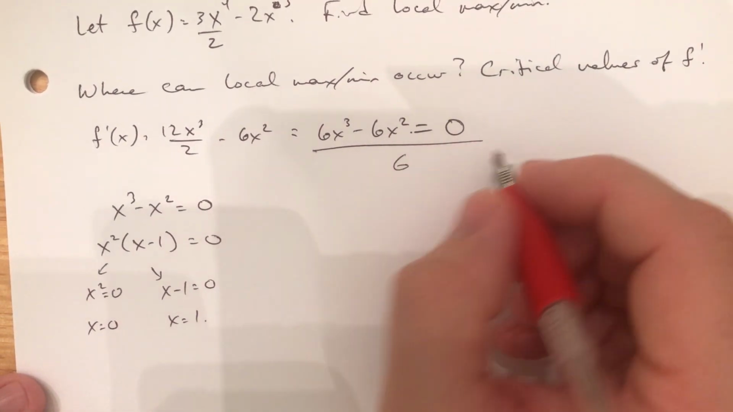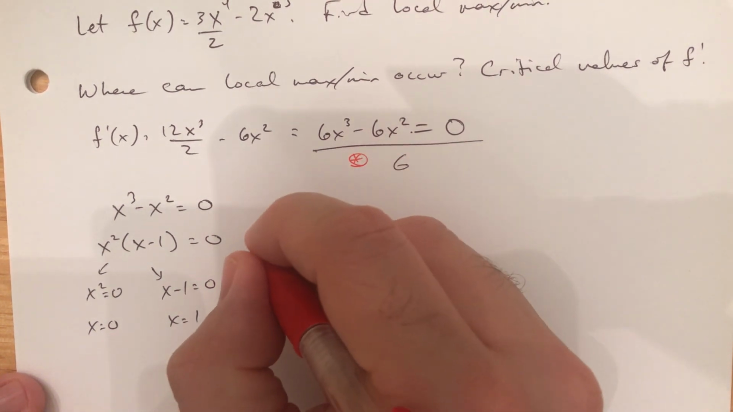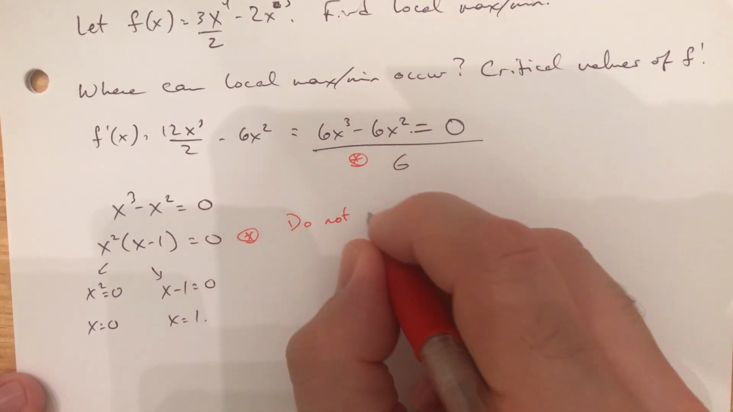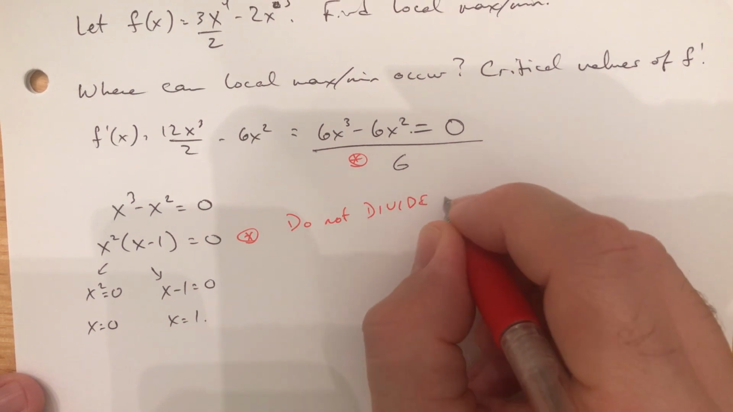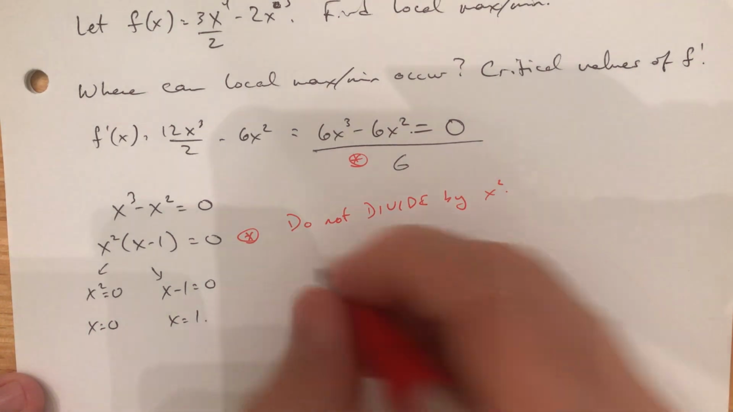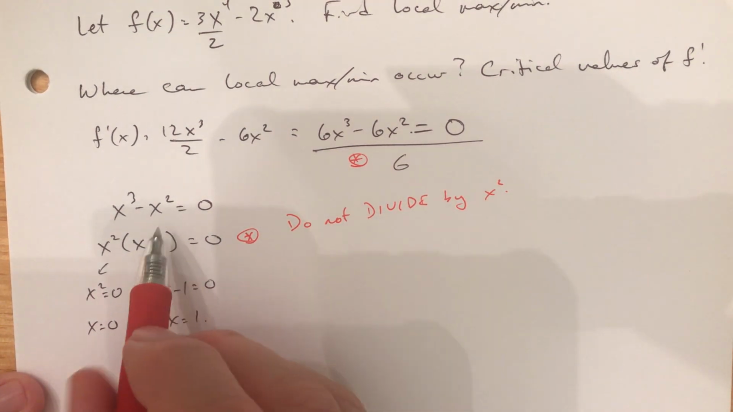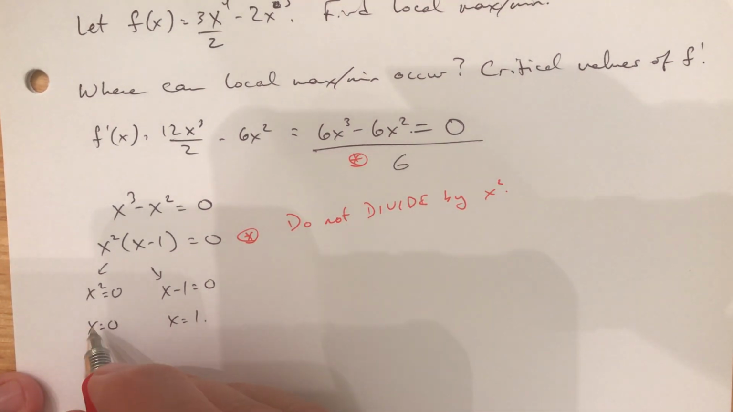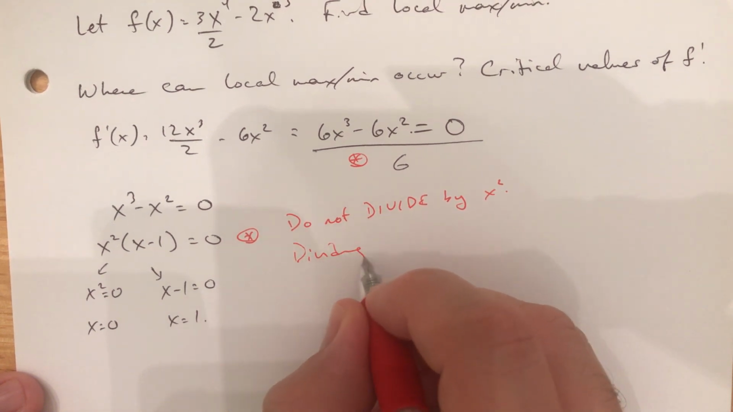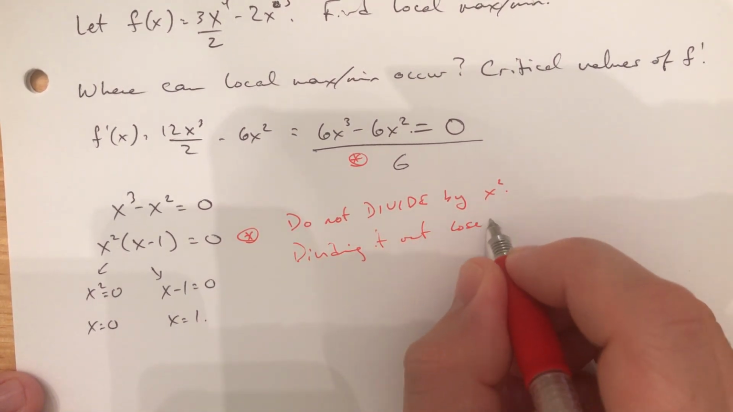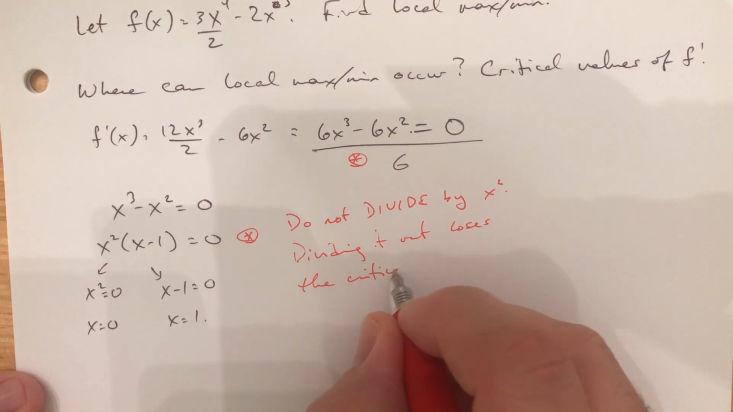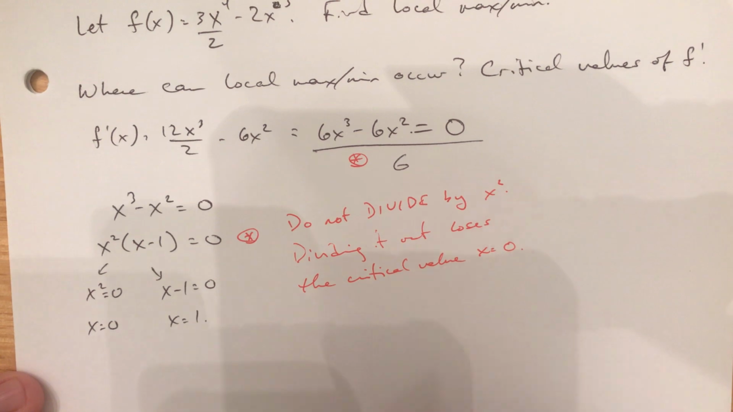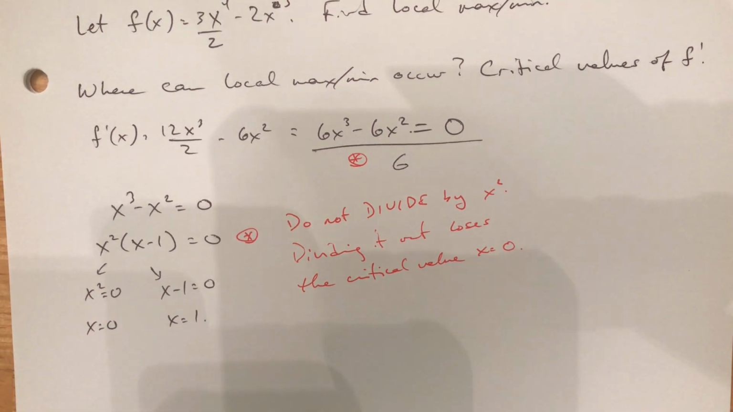I do want you to be careful back here at the first step and then maybe in this step that you do not divide out that x squared. While it does occur in both of these terms, doing so loses this critical value. So that would lose that critical value of x equals 0. We just want to be careful that we're being honest with the way that we solve equations.